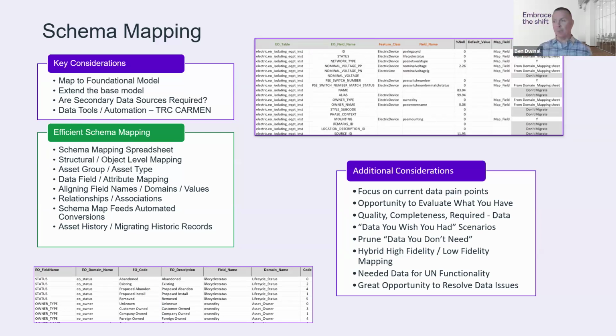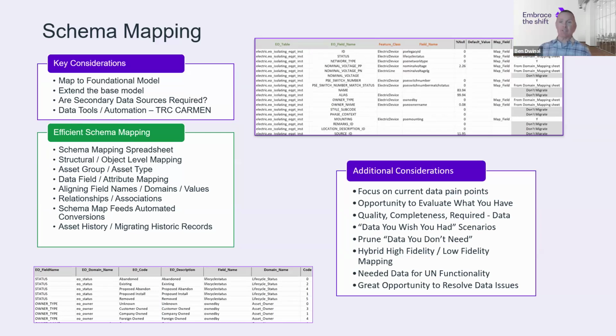Our team likes to refer to it as scenarios of data you wish you had. We want to account for that as part of our schema mapping process. There are a lot of areas with legacy systems that we typically see are not high enough fidelity to support UN operations. So in those cases, we're going to recommend as part of schema mapping to improve the fidelity of your data and add more detail. On the flip side, we also find areas where there's data you no longer need that we can prune out of your legacy data systems, making it more efficient where possible.